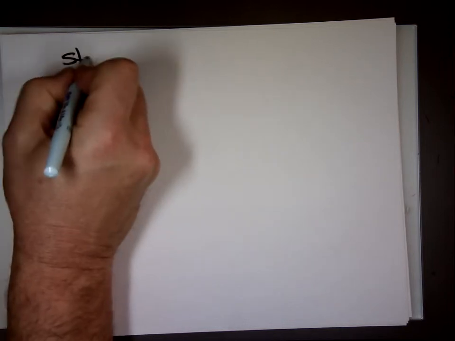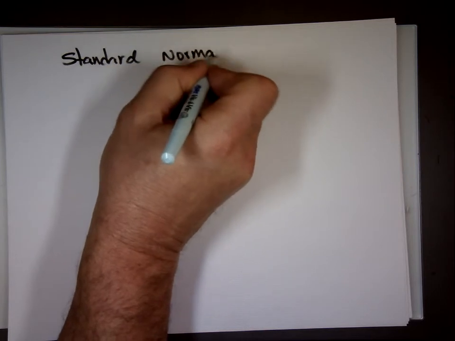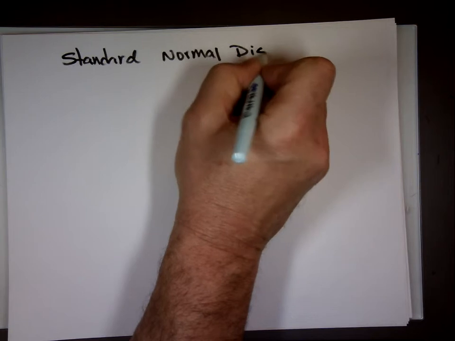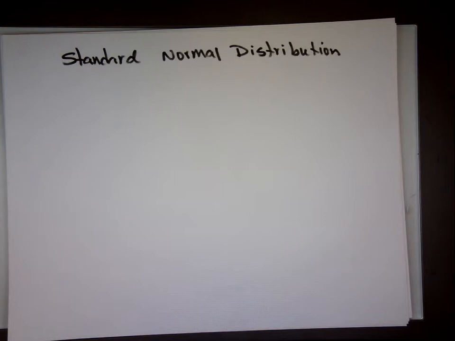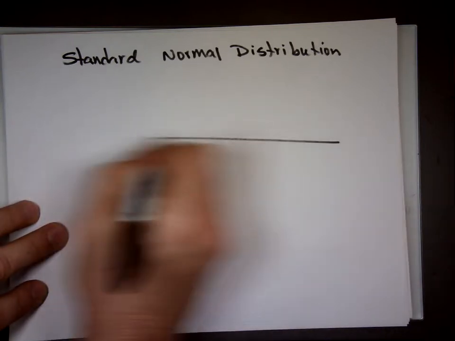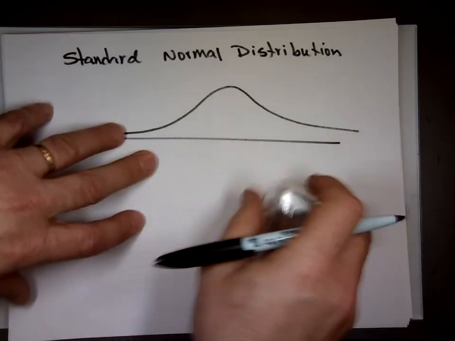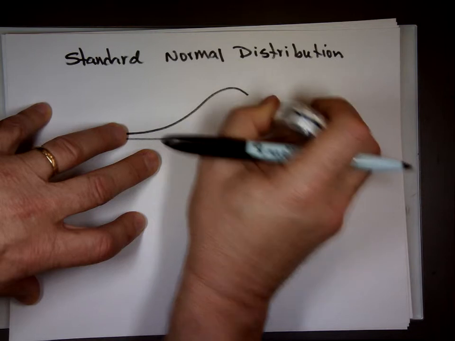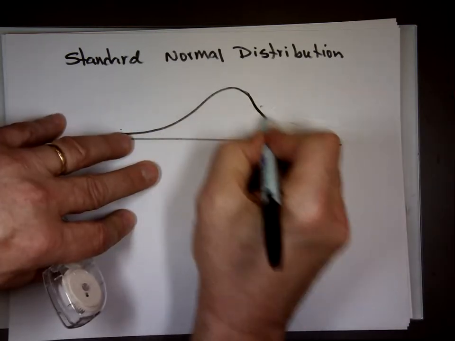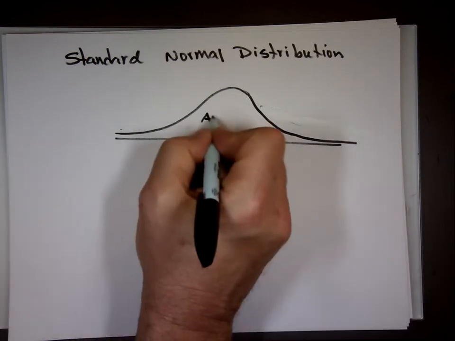So standard normal distribution. We said that means bell shape. Oh, that's supposed to be even or symmetric. That doesn't look symmetric. There we go. Something like that, close enough. We said the area here is what? 1.